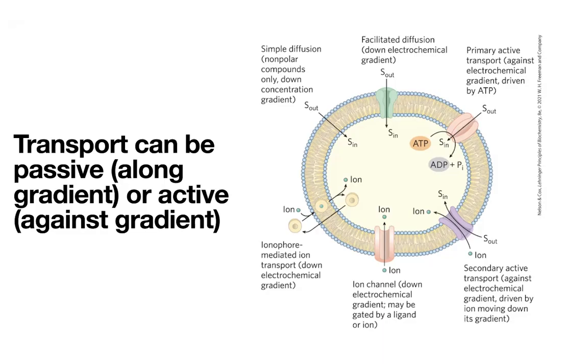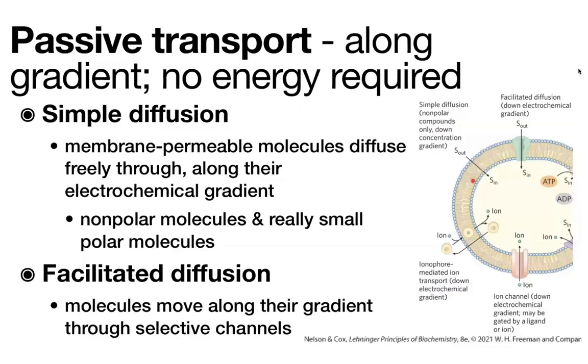Decision tree time. You want to consider, is the transport against the gradient, in which case it'd be active transport, or along the gradient, in which case it would be passive transport? If passive transport, can the molecule freely diffuse through the membrane? In that case, it'd be simple diffusion.